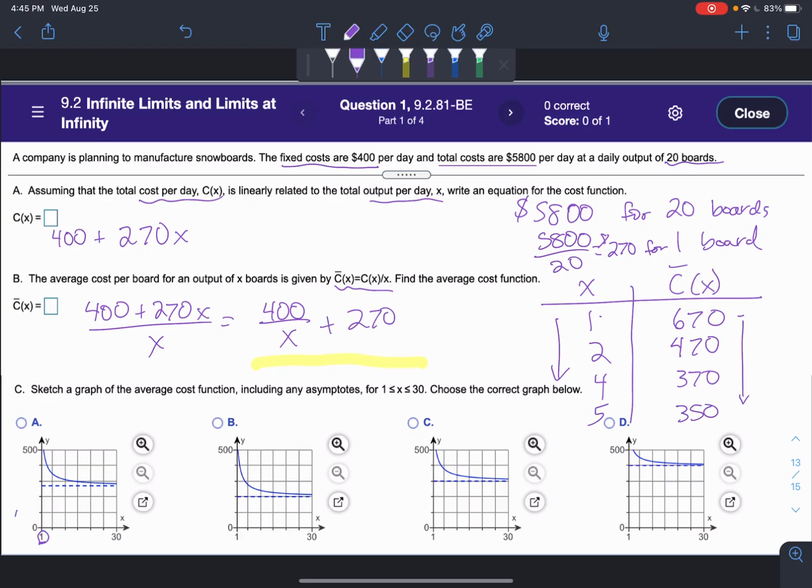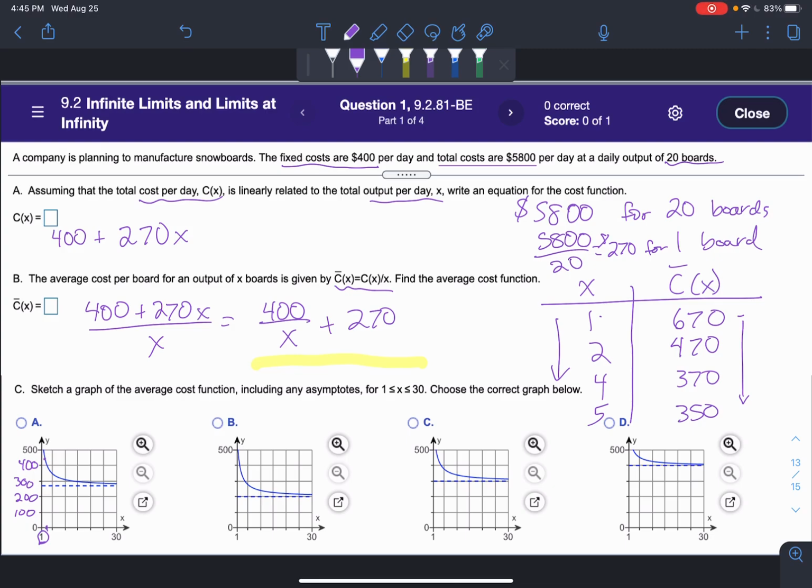Okay, and then, yeah, this might be hard to tell, but 2 might be around here, so that's potentially right. But if we thought about it using limits, let's see what happens to my end behavior.